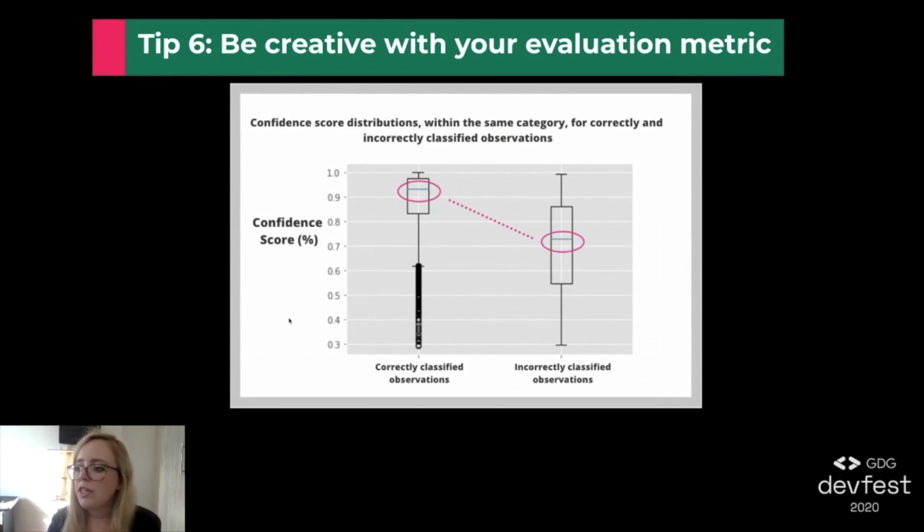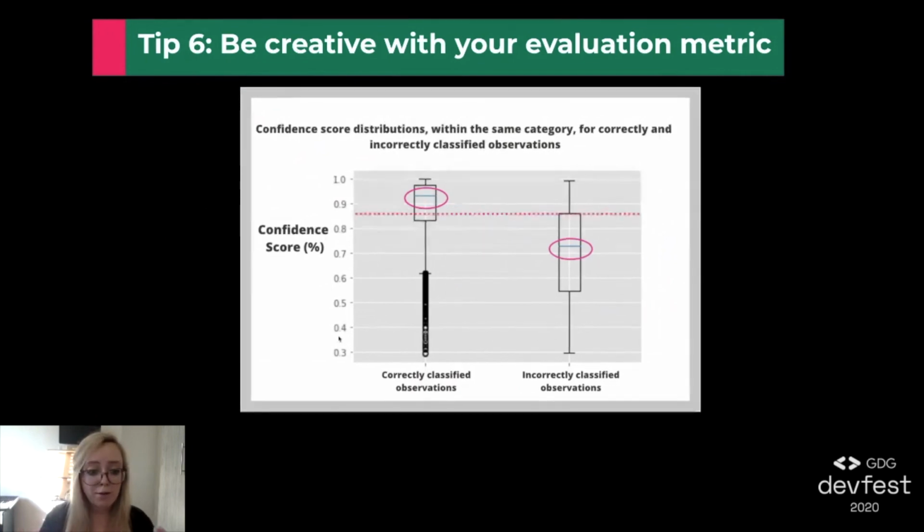As you can see on the screen, if we look at the correctly classified observation group, it had a median value of around 95%, whereas the incorrectly classified observation group had a median value of around 75%. It was possible here to utilize this 20% difference in the medians and create a threshold at around 85% before making a prediction. This drastically improved the accuracy within this class by making fewer incorrect classifications and overall ended up with a much better recall score for this class.